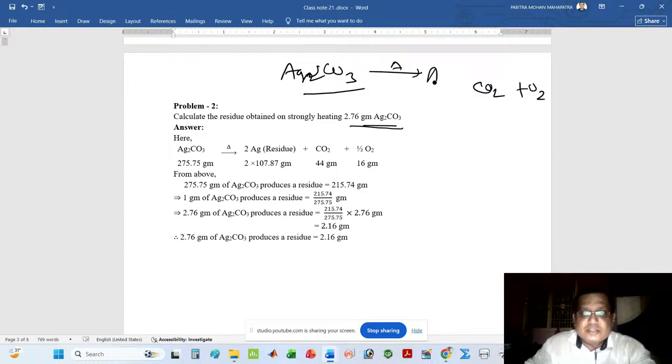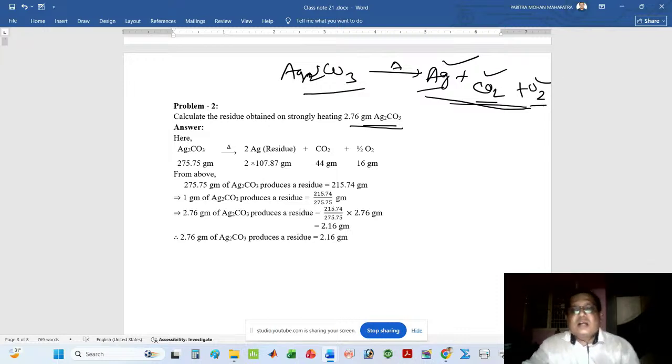Residue means the left things. Look at that. Here, three products are formed. One is silver, another is carbon dioxide, another is oxygen. Both carbon dioxide and oxygen are gases, so they are away from the system. They left the system because they are gases. But here the silver is a solid, so the silver is present in the system, so it is considered as the residue. So the exact equation is what?